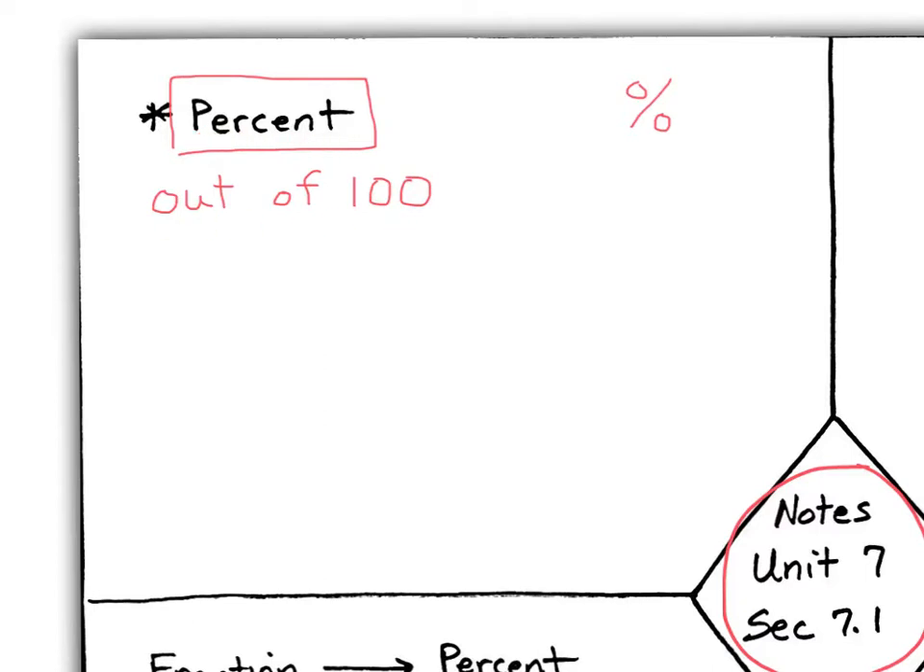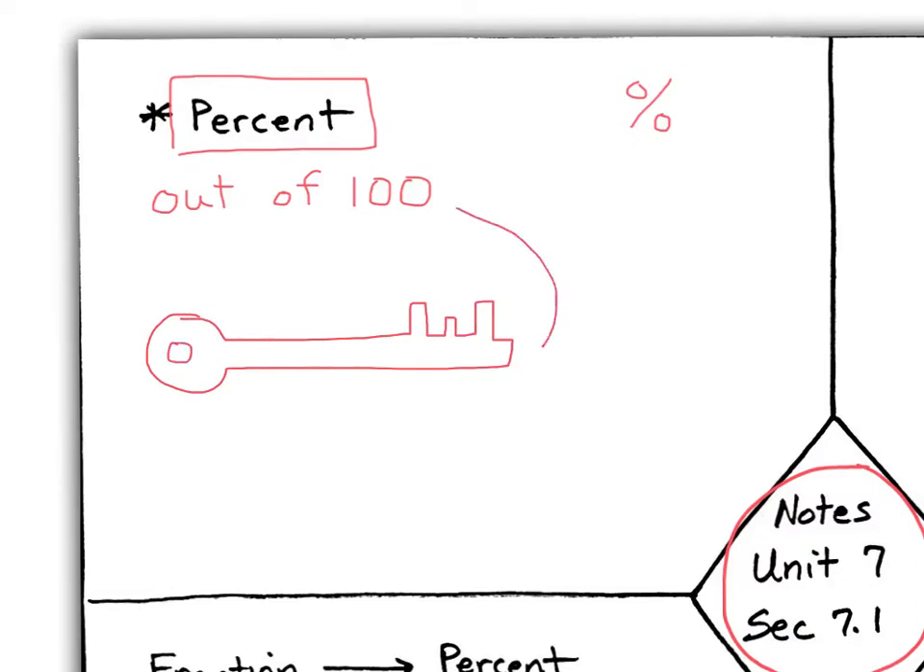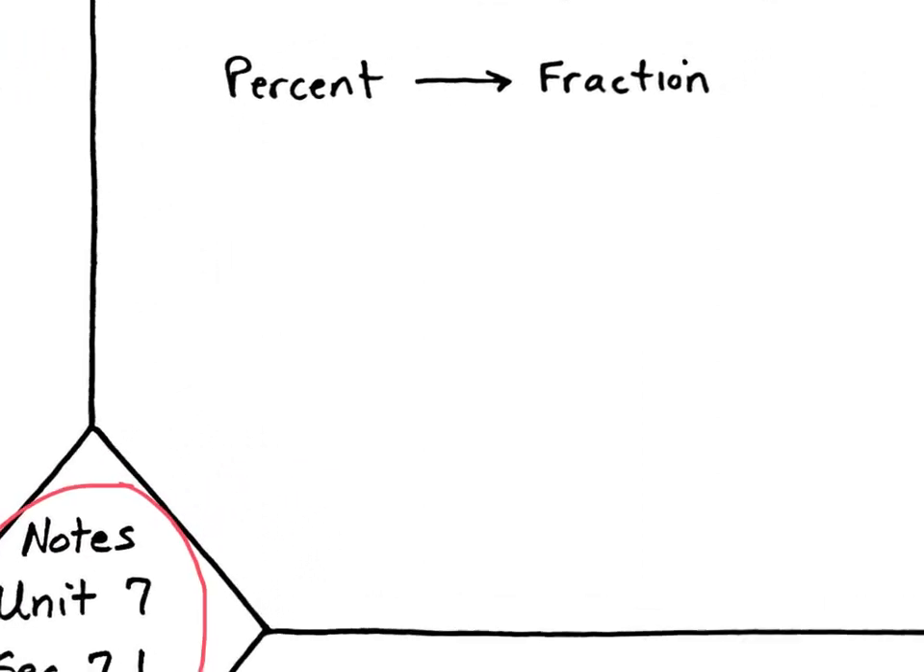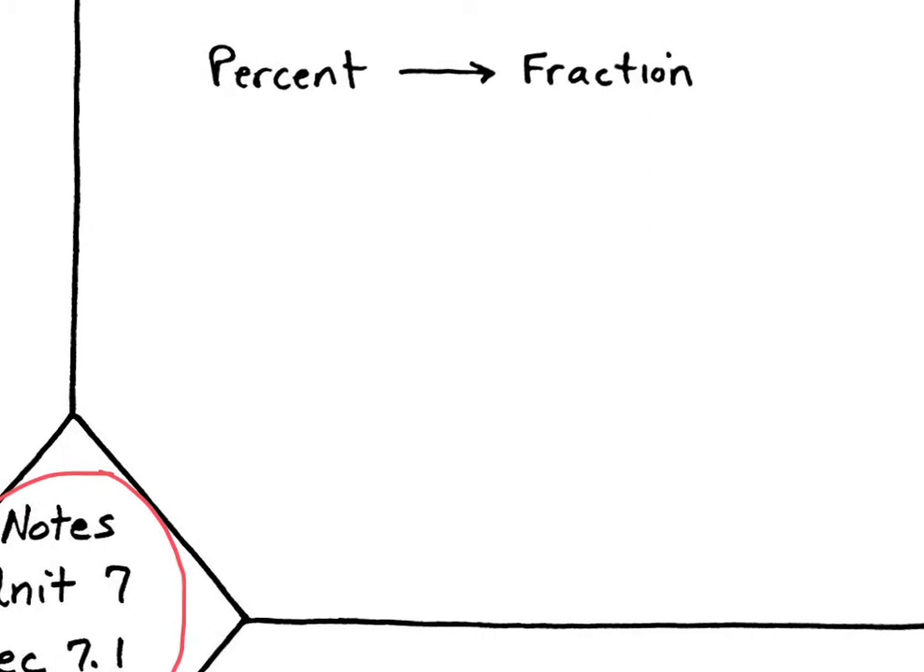So that's the key. So let's draw a little key. So out of 100, that is the key for this entire unit. If you can remember what percent means, that it means out of 100, you're going to do great in this unit. All right, so what does percent mean? Yep, out of 100. Okay, so let's use that in two different ways here. Let's use that fact to change percents to fractions.